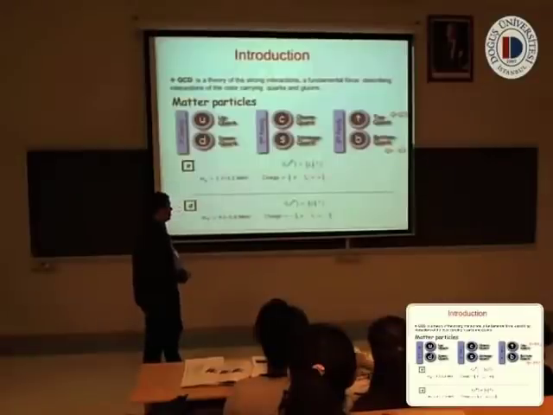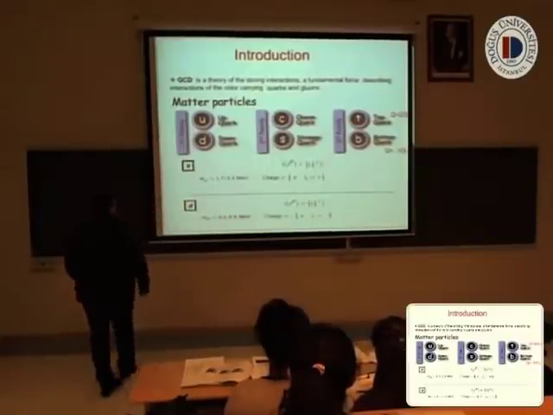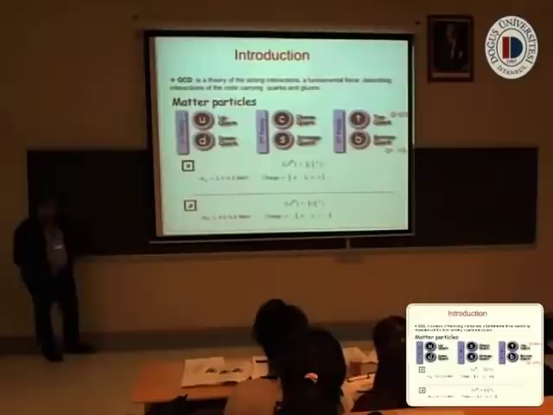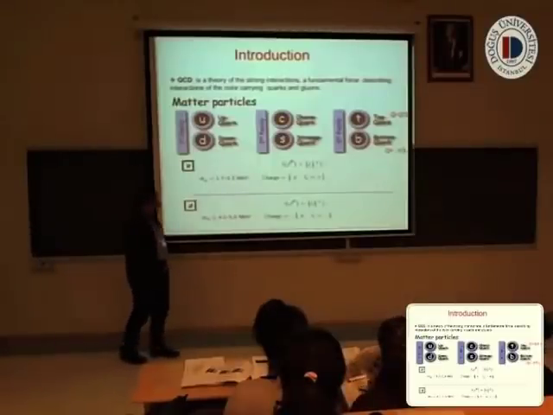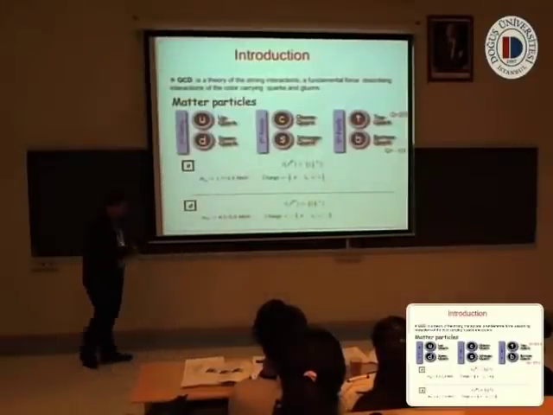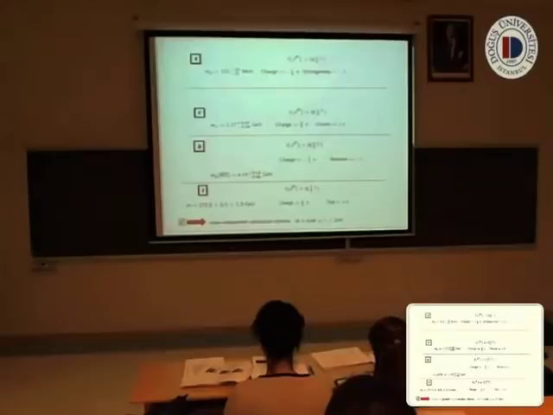For the up quark, we have the third component of the isospin as plus 1/2. The down quark is a bit heavier than the up quark, with a mass of about 5 MeV. The difference from the up quark is that the third component of the isospin is minus 1/2. For the strange quark, the mass is about 100 MeV, and we have isospin 0. We have one more quantum number here, which is strangeness. Strangeness for the strange quark is minus 1.